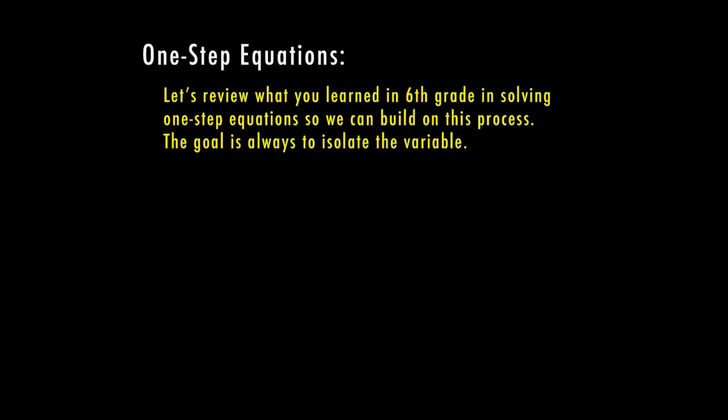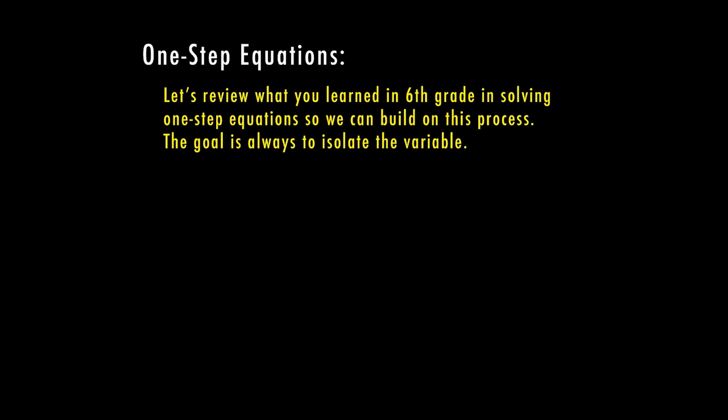So first, we're going to review what you learned in 6th grade and how to solve a one-step equation. Then we're going to build on this process, and in 7th grade, you're going to learn how to solve two-step equations. No matter which kind of equation you're solving, your goal is to always isolate the variable. We're trying to find out what that x, or whatever variable is being used to represent the unknown number, is, and so we want to ultimately get that on one side of the equal sign by itself.